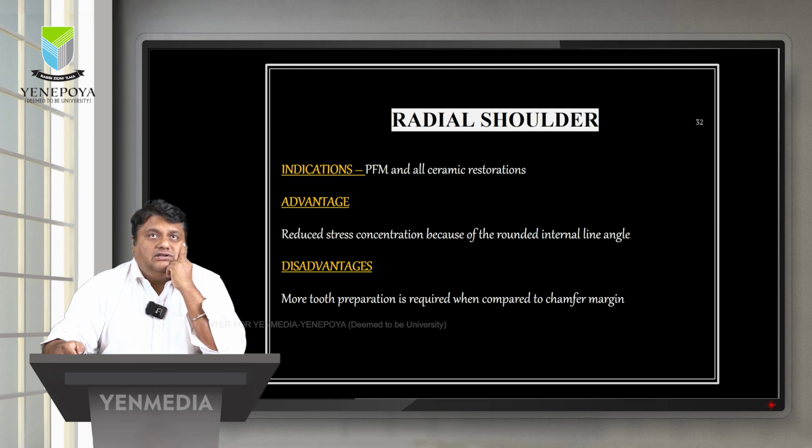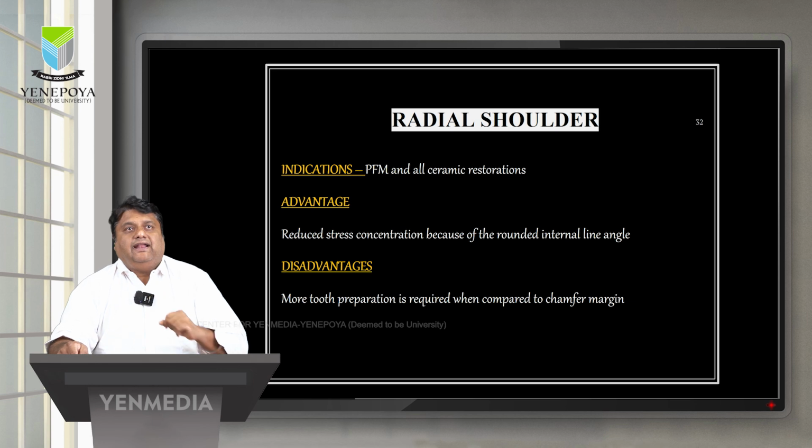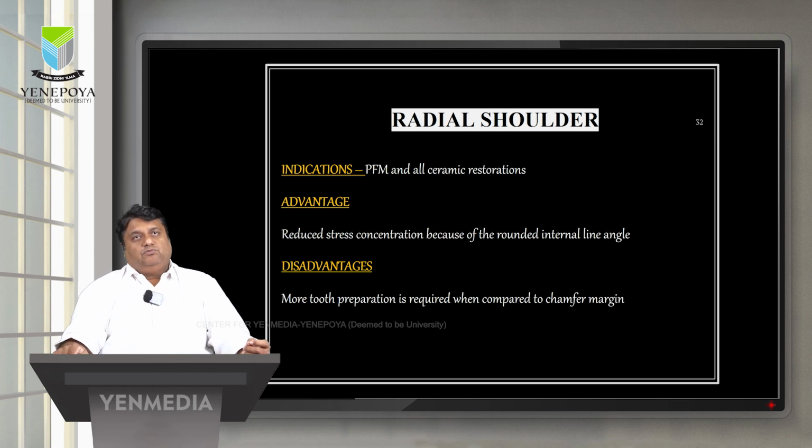So radial shoulder, again for PFM and all ceramic restorations. Advantage: reduced stress concentration because of the rounded internal line angle. The disadvantage is more tooth preparation when you compare to a chamfer margin.